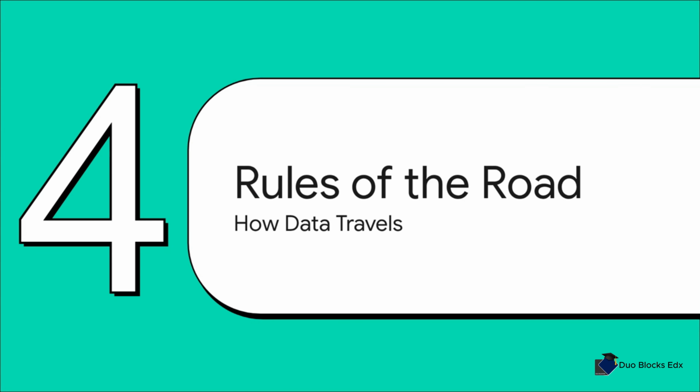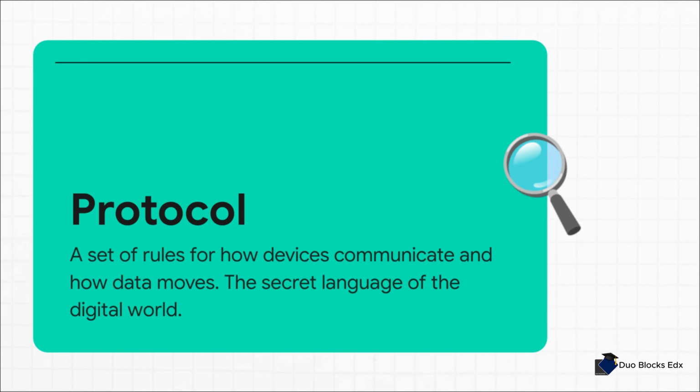Okay, so our browser has the address, it's ready to go knock on the server's door. But how does the request, and more importantly the website data, actually get from point A to point B across the globe? Well, it's not chaos, it all comes down to a clear set of rules, or as they're officially called, protocols. A protocol is basically the secret language of the digital world. It's a standard set of rules that every connected device agrees to follow. This is what ensures that a request from an iPhone in Australia can be perfectly understood by a server in Germany. Without these rules, it would just be noise.